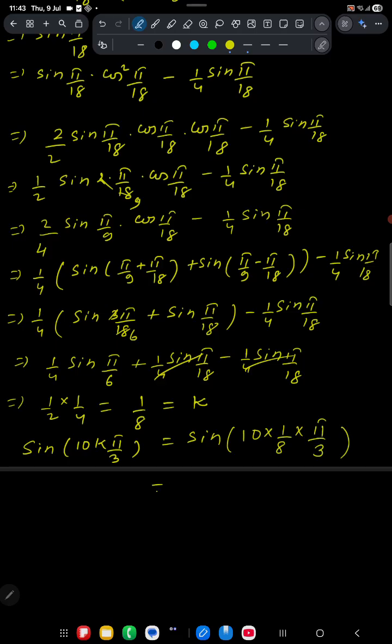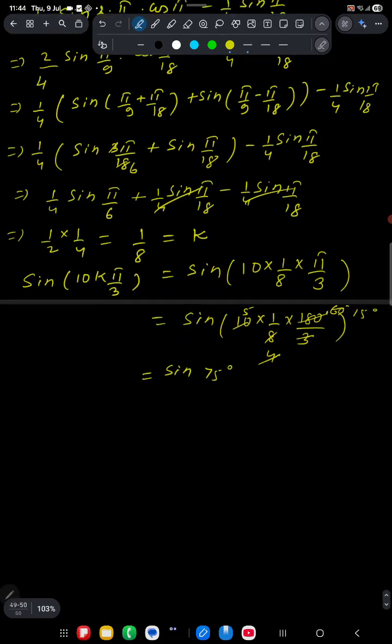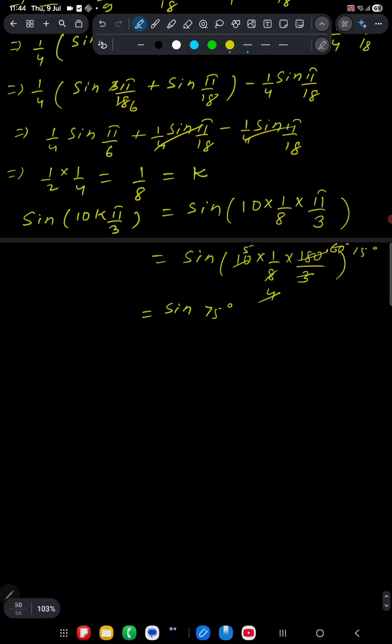So you can also write it like this: sine of 10 into 1 by 8 into 180 by 3. So that is 10 into 60 by 8, which is 75 degree. So at the moment you are getting sine 75 degree. If you remember the value, you can directly put it. If you don't remember, you can find out like this.